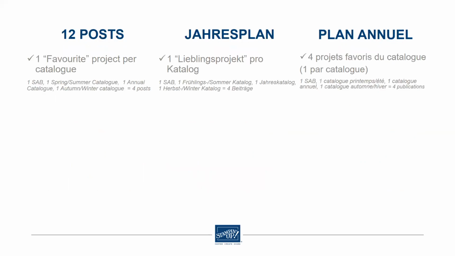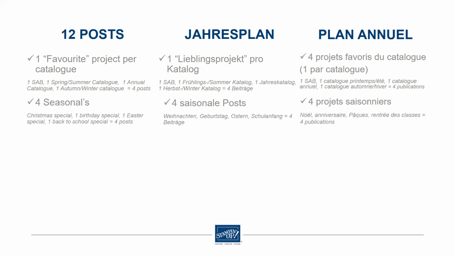Now, if you just took one favorite stamp set or project from each Stampin' Up publication as a highlight, you'd have 4 posts covered already. If one of your categories were to be seasons, you'd have dozens of instant post ideas to choose from. A Christmas special, a Valentine's special, an Easter special, one back to school special. And that's another 4 posts right there. And not forgetting a birthday special, because I'm adding birthdays to seasonal because it's a yearly thing. Yeah, Charlotte logic.